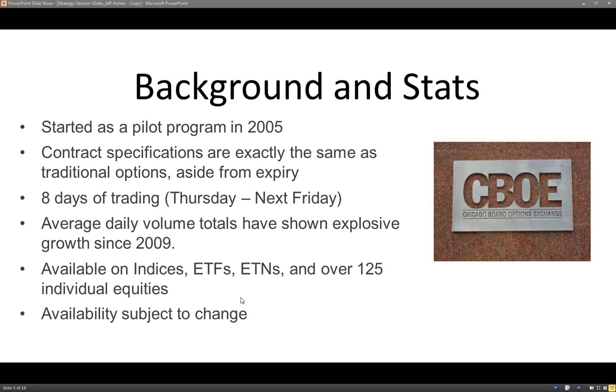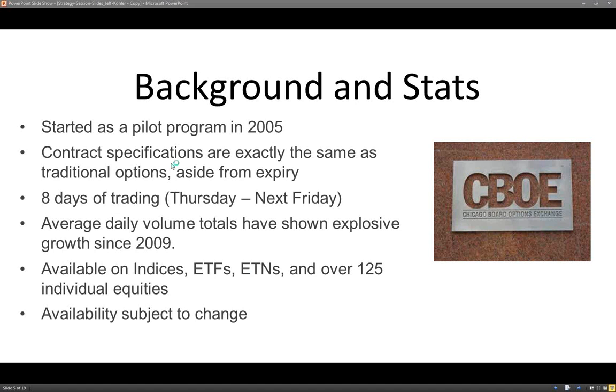So what we'll do is we'll start off with just some quick background and statistics. The weekly options initially started as a pilot program, and this was back in 2005. You might not have heard of them back then, but they were on very, very few products, and they were going through the testing phase to see what kind of longevity they would have.